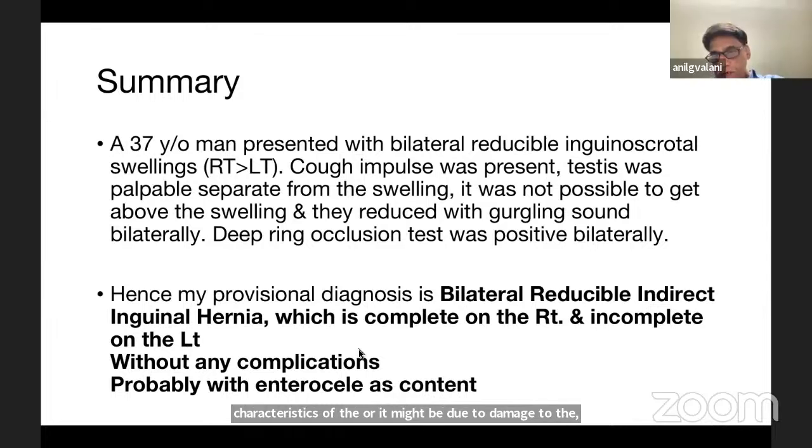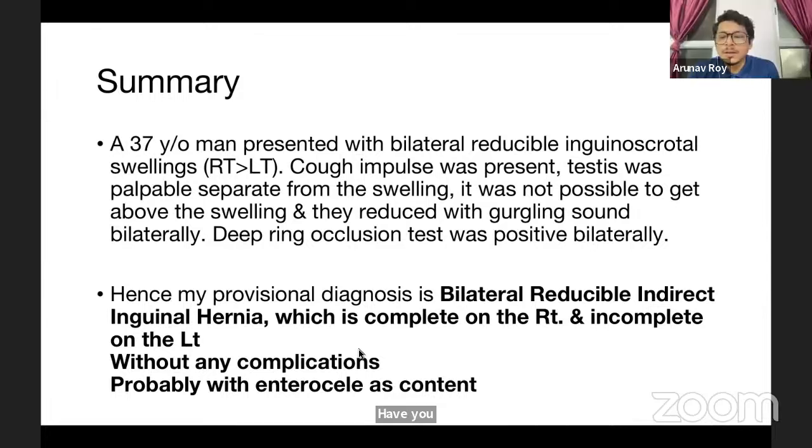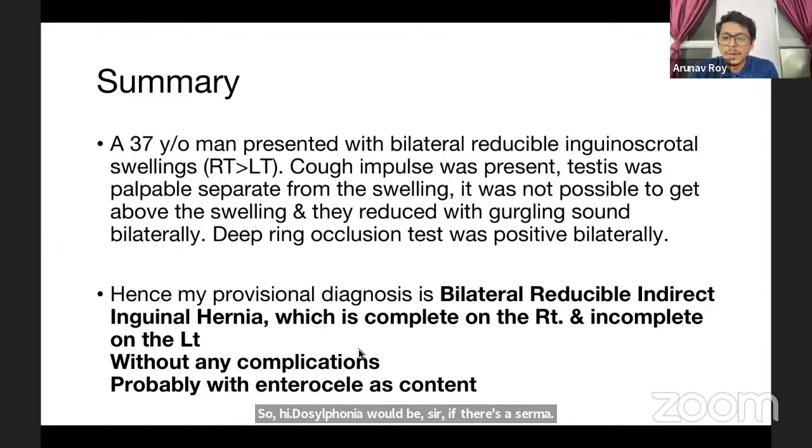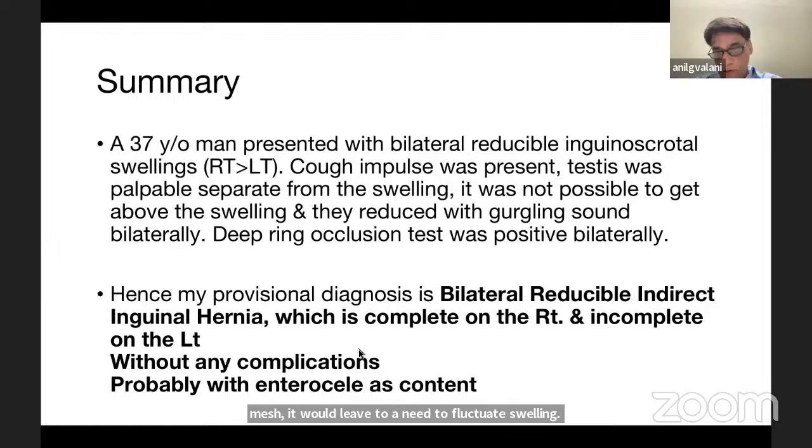What is hydrocele of hernia? Sir, what is hydrocele of hernia? And what is hernia of hydrocele? So hydrocele of hernia would be, sir, if there's a seroma formation around the mesh, it would lead to a fluctuant swelling in the area of the hernia repair. So hydrocele of hernia is in the inguinal region. Then why should you call it hydrocele? And what is hernia of hydrocele?